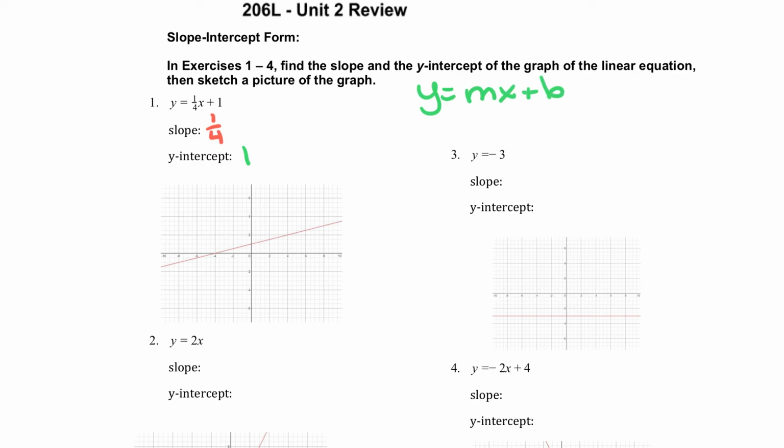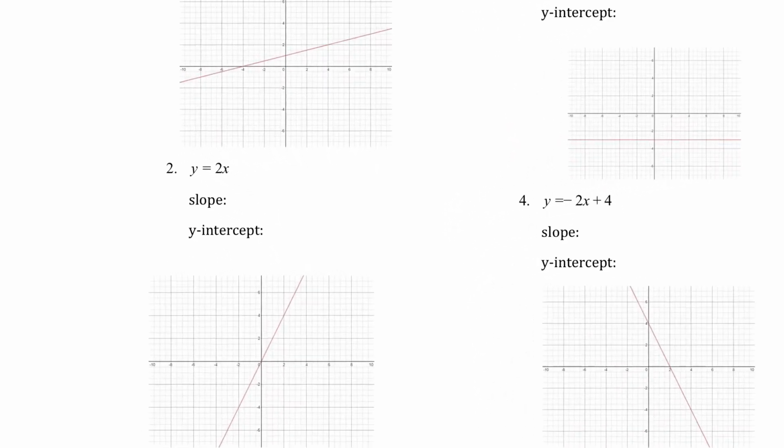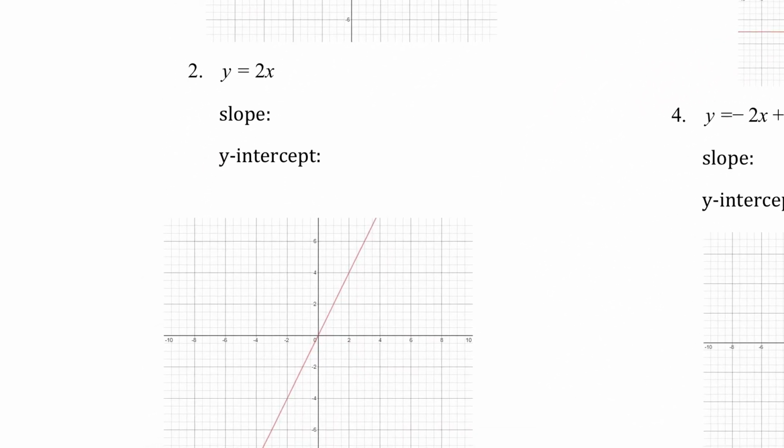In question number 2, it says y is equal to 2x. Well, our slope is 2, and our y-intercept is 0. As you can see from the graph, it crosses the y-axis at 0.